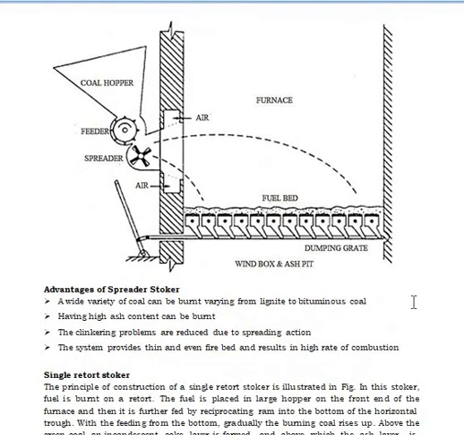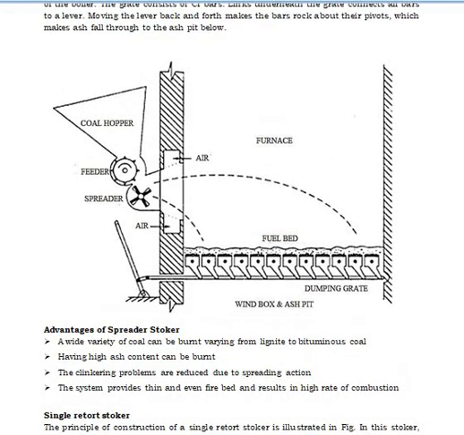Understood. The advantages of spreader stokers: a wide variety of coal can be burnt, varying from lignite to bituminous coal. Coal having high ash content can be burnt. The clinkering problems are reduced due to the spreading action. The system provides a thin and even fire bed, and results in a high rate of combustion.